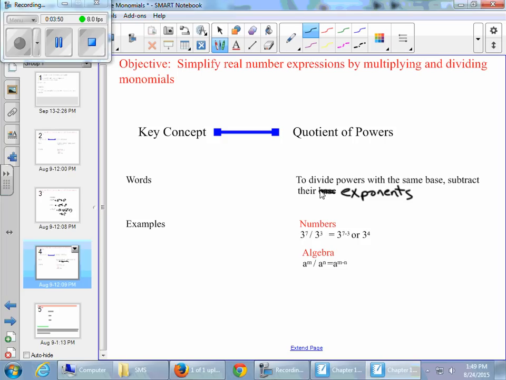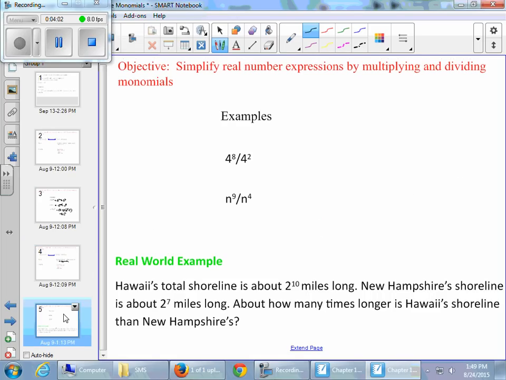And once again, with an algebra example, a to the m power divided by a to the n. Base a stays the same. Take the m minus the n for your answer. Let's take a peek at some examples with dividing.